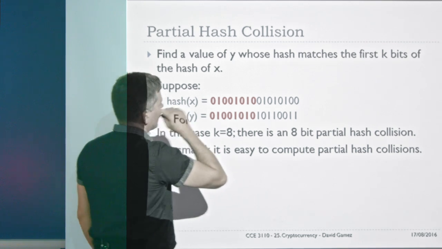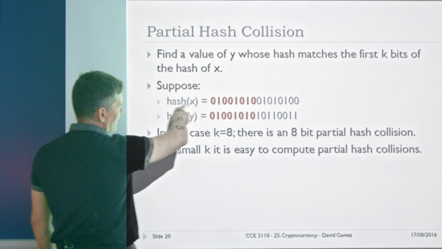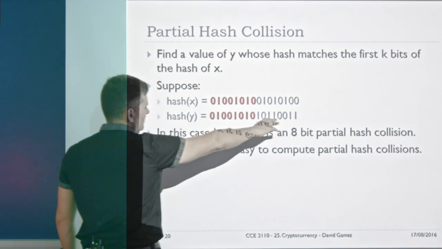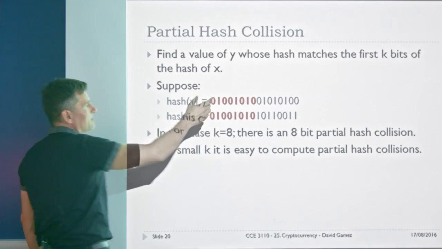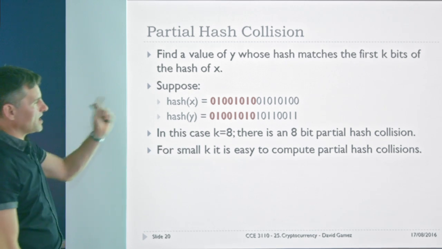So that's a value of y whose hash matches the first k bits of the hash of x. So suppose the hash of x equals blah, blah, blah, and the hash of y equals blah, blah, blah. The two hashes are different, viewed globally, but the first 8 bits of the hashes are the same. So we've got a partial hash collision.